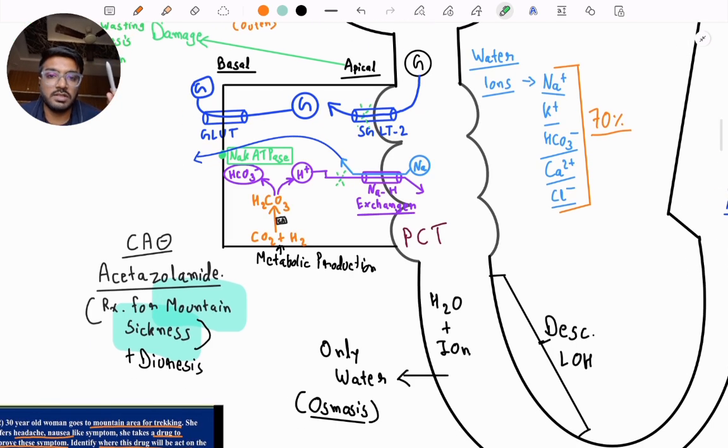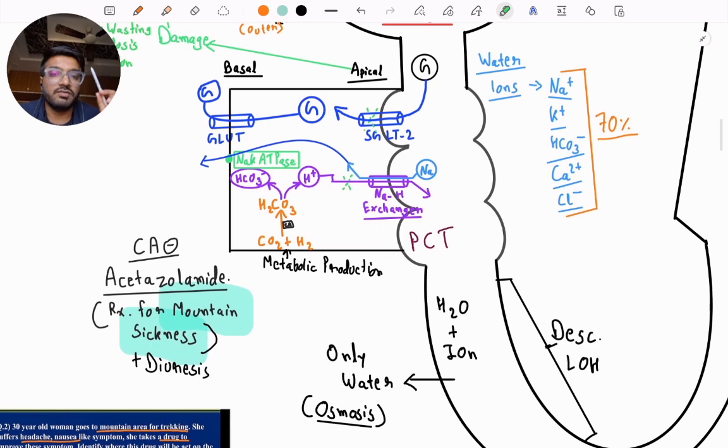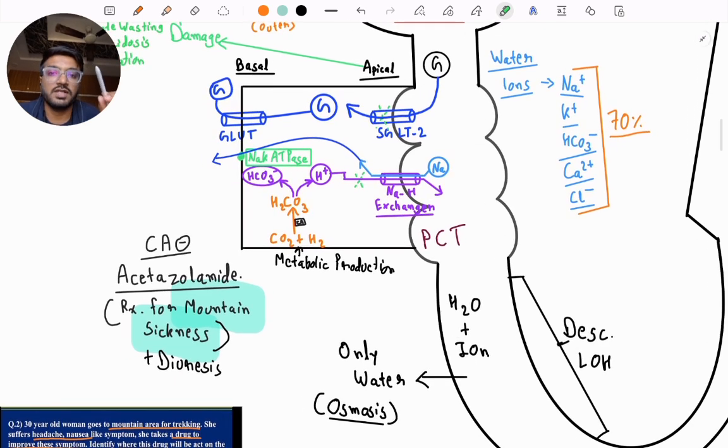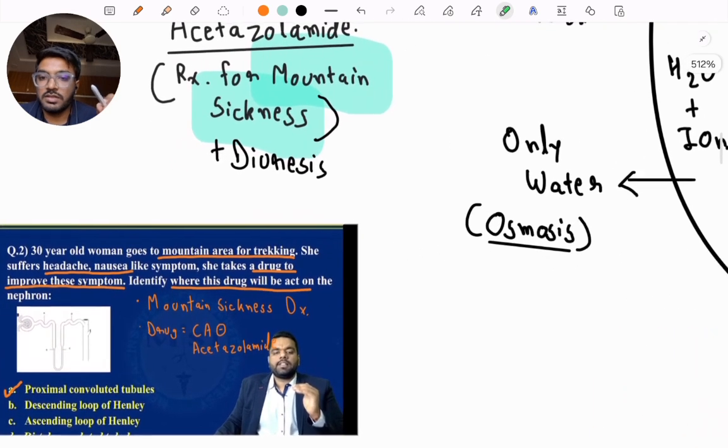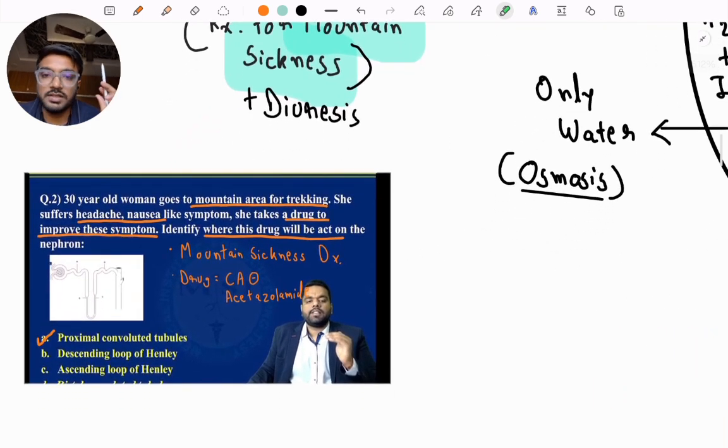So we can use this drug, and this was the FMGE Jan 2025 physiology question from this diagram. This is a screenshot from the Miss YouTube channel. The question was that a 30-year-old woman going to mountain area for trekking. She suffers headache and nausea like symptoms. She takes a drug to improve the symptoms. Identify where this drug will act on the nephron.